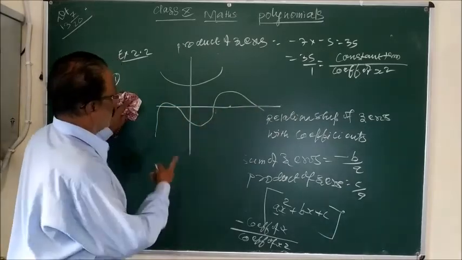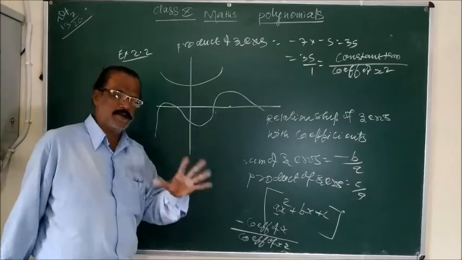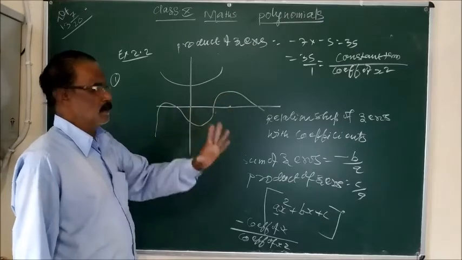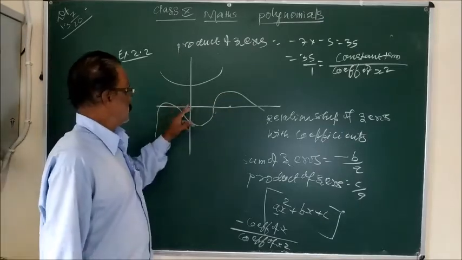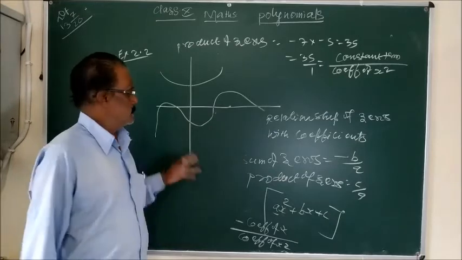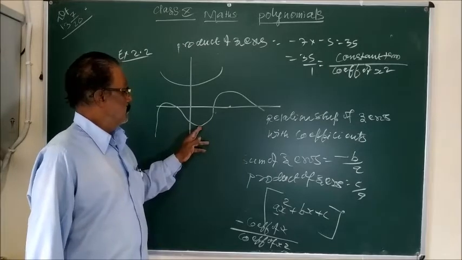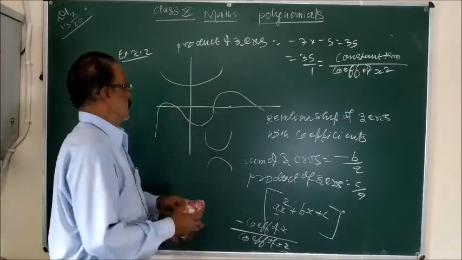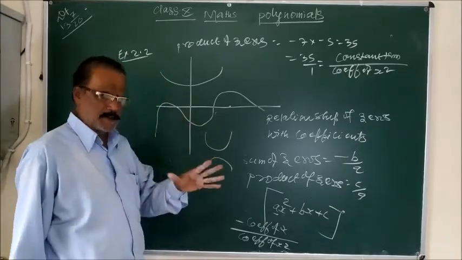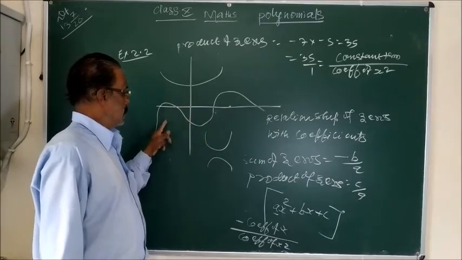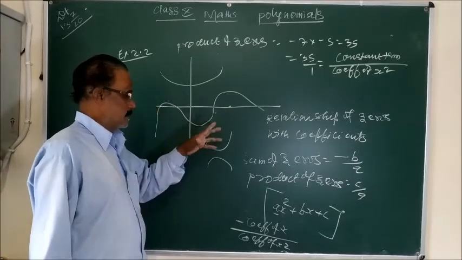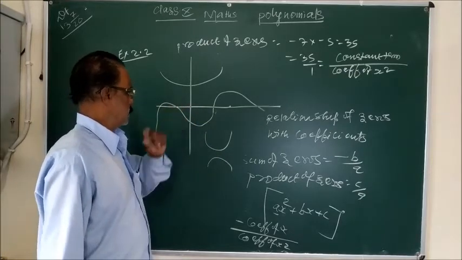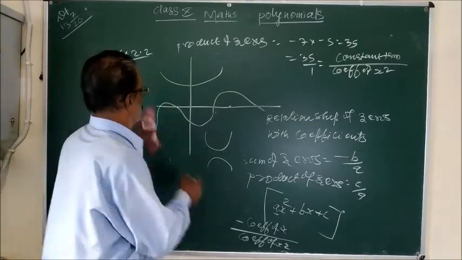So this is 2.1. In 2.1, no need to draw the graph. With the given graph, you have to find out only the number of zeros. The number of zeros means the number of points at which the parabola, which may be of this type or this type, intersects the x-axis. So how many zeros? Like this. This is very simple.